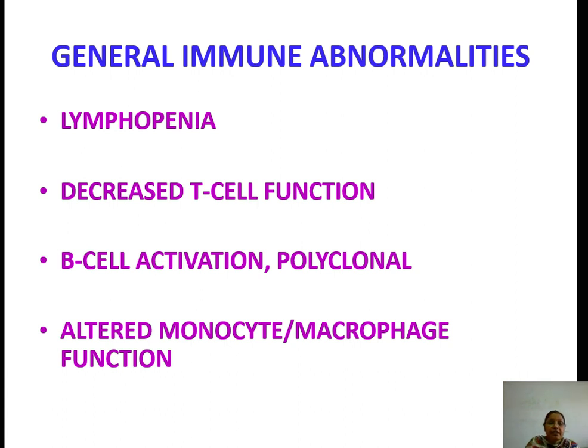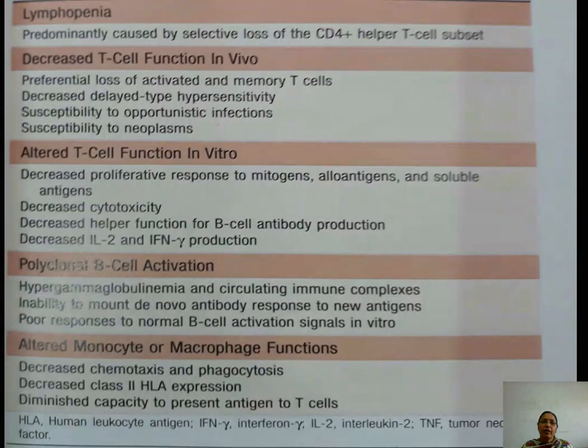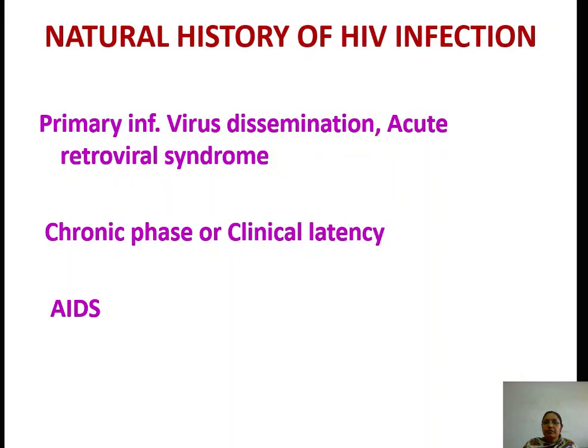But if activation is there by opportunistic infection, then it will be the polyclonal type. Then altered monocyte macrophage function. Similarly, this diagram is showing the same thing: lymphopenia, decreased T cell function, decreased B cell activation, altered monocyte macrophage function.